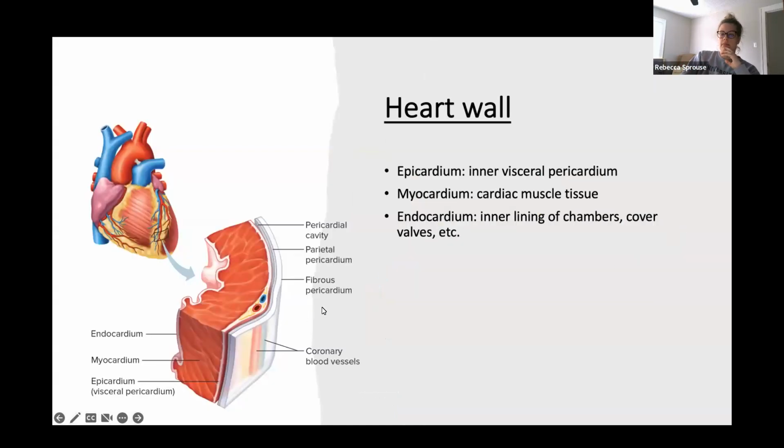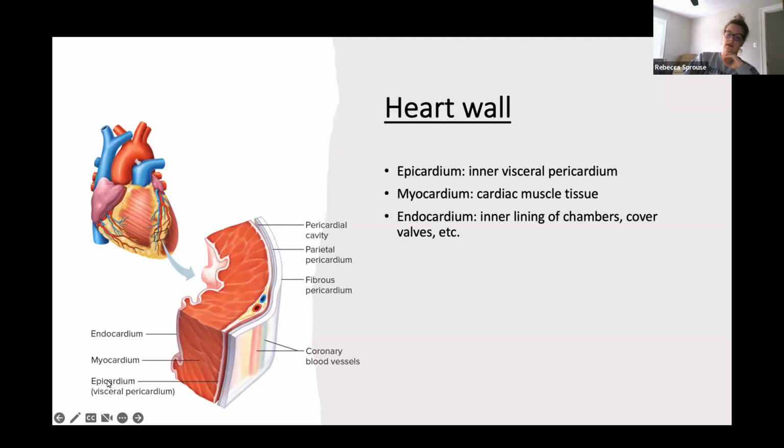The heart wall is made up of 3 layers, epicardium, myocardium, endocardium. This goes from superficial all the way to deep. Epicardium is going to be the outermost layer. So here are your pericardium layers again. Here's your fibrous pericardium, here is your parietal pericardium, and then you also have a visceral pericardium right here. That visceral pericardium is also going to share its name with the term epicardium. So that would be the outermost layer of the heart muscle.